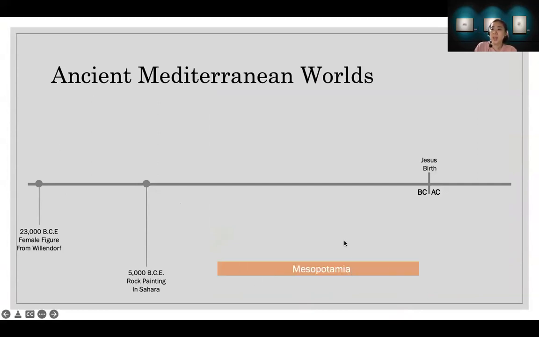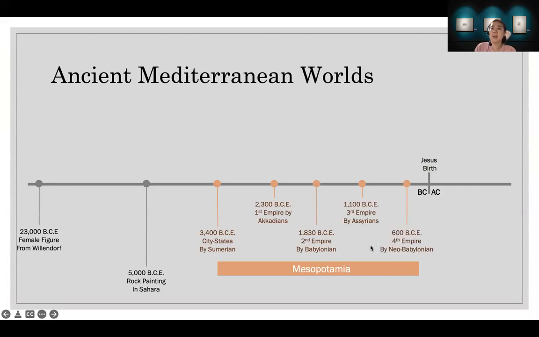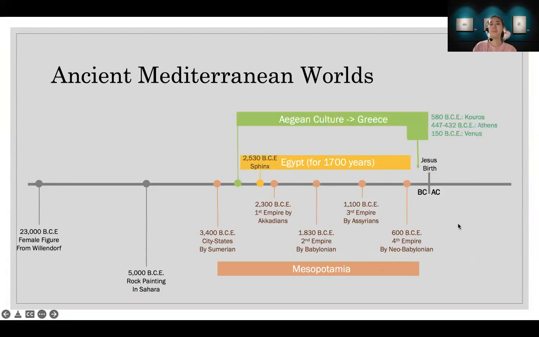Now in Mesopotamia, we saw a city-state by Sumerian, first empire by Akkadians, second empire by Babylonian, third empire by Assyrian, and the last empire by Neo-Babylonian. And we learned Egypt. And now let's see Greece.